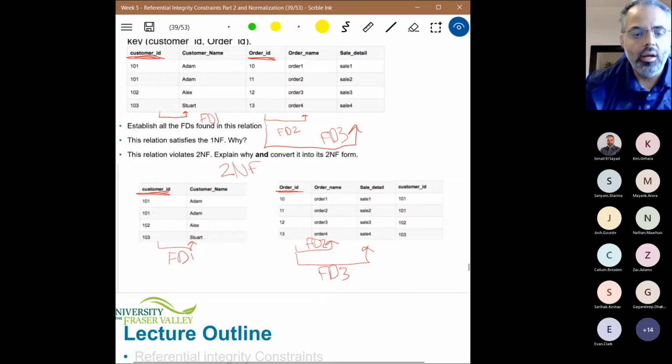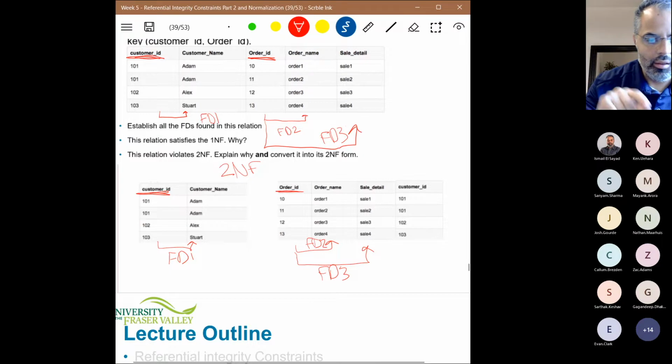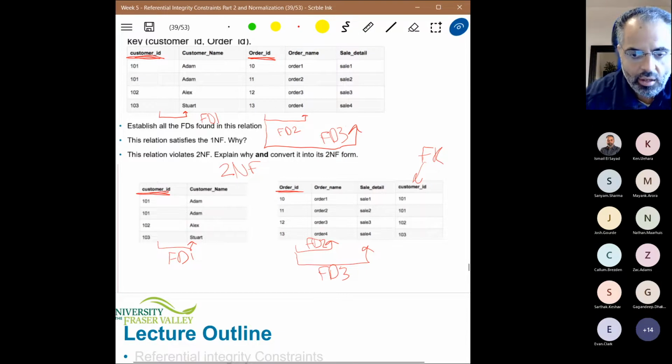Sorry, can you repeat that? Yeah. We should be sure that order ID, now in the second table, is the primary key. Is it correct? Yes, exactly. So the primary key should determine all the others. We should have order ID give order name, sales detail, and customer ID. Does this hold here? I believe so. Because to say it is a primary key means that all non-primary-key attributes depend fully functionally on it.